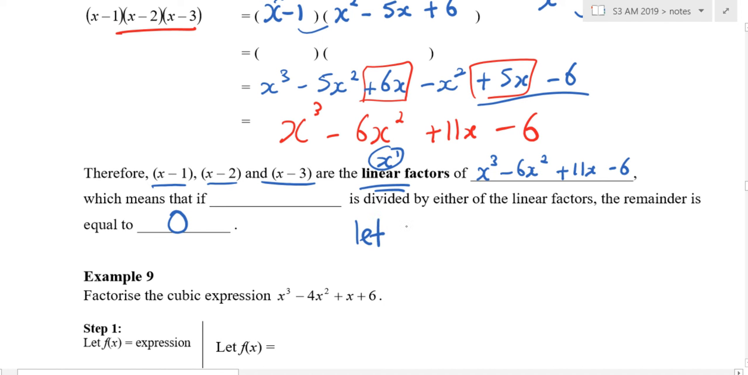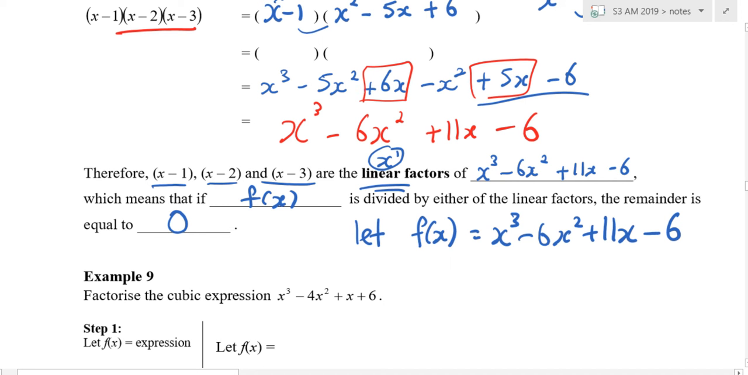Okay, can I teach you a lazy method? Let f(x) be x cubed minus 6x squared. Now, if you let f(x) be equal to this long thing, then every time you want to summon this long thing, you can replace it with f(x). Summon means you want to write it out. Later I'll teach you the calculator method. But the calculator method can only be used to check, cannot be used to do.